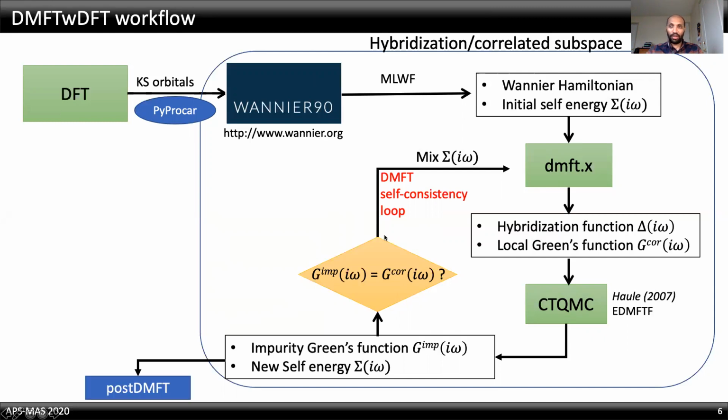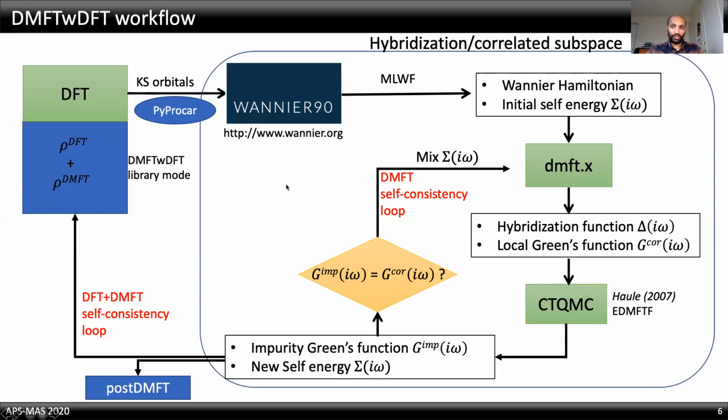Once it's reached, one may do post-processing, or additionally, to reach full charge DFT plus DMFT self-consistency, one can reiterate this complete loop through the DFT code, and to calculate the charge density of DMFT, one calls the DMFT with DFT library within a DFT code. And that results in a full charge self-consistent DFT plus DMFT convergence.